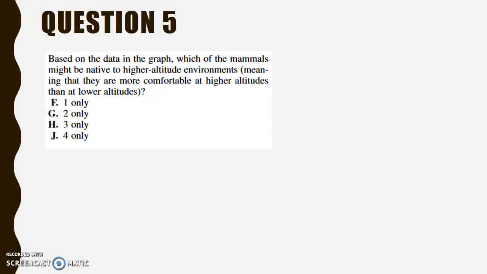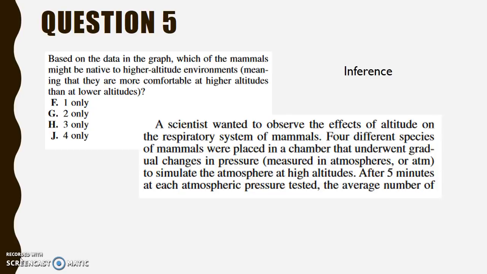Our fifth and final question. Based on the data in the graph, which of the mammals might be native to high altitude environments, meaning that they are more comfortable at higher altitudes than at lower altitudes? This again is an inference question. Now, you may be a little confused because this whole passage we've been talking about pressure and respiratory rate. But if you go back to the passage, we're talking about the effects of altitude by changing pressure, right?